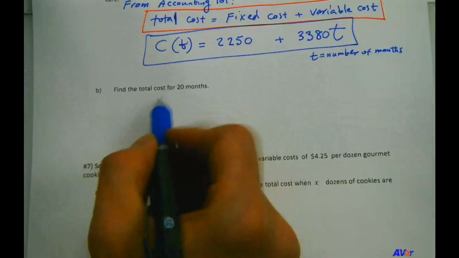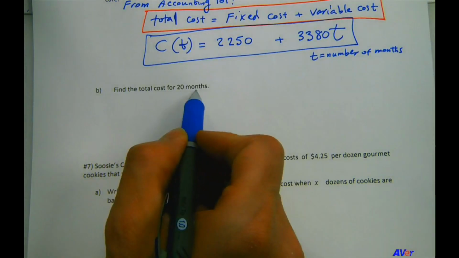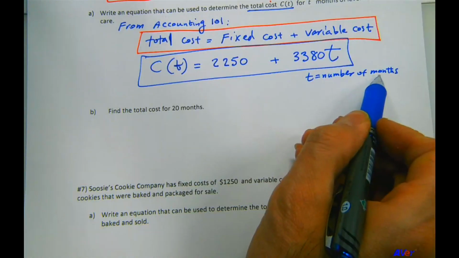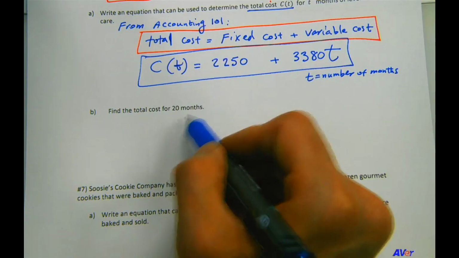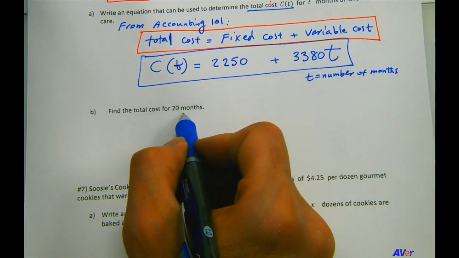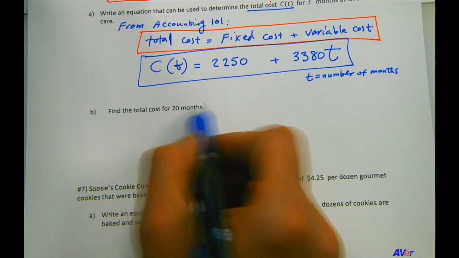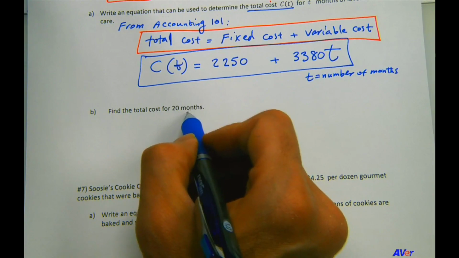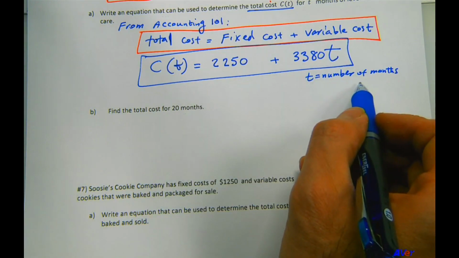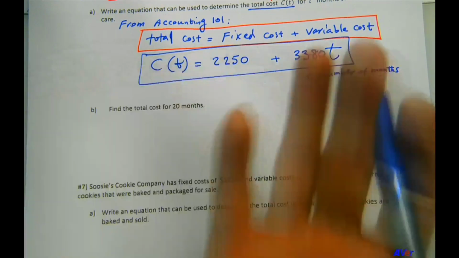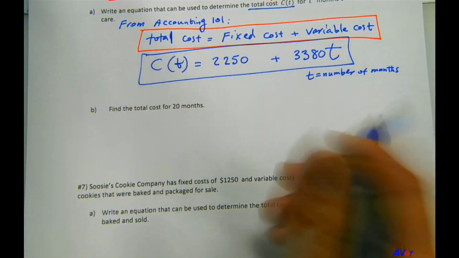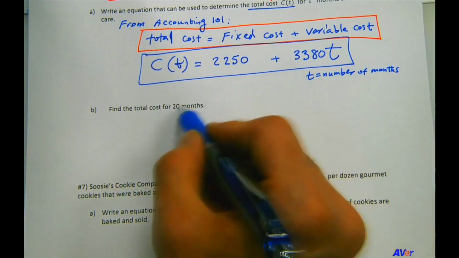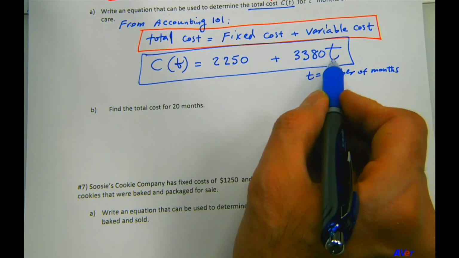So here they say, find the total cost for 20 months. This 20 matches the unit of t. They're both in months. But if this was in, let's say, weeks or years, something different than months, I would have to convert that other unit to a monthly unit. So keep that in mind. That's why units are important: if they're different, we need to convert from one unit to the other. But in this case, we can just plug in 20 for t.